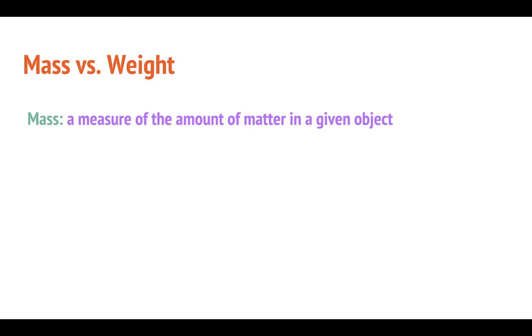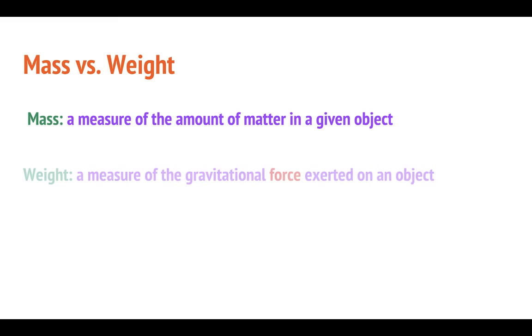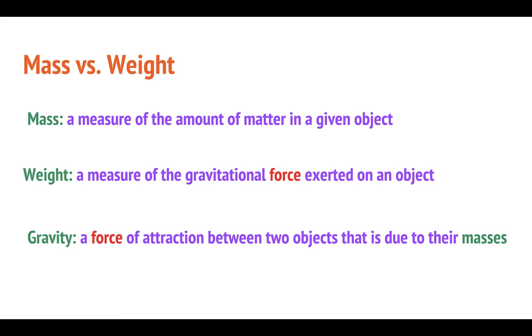But what is the difference between mass and weight? The mass that we've talked about is a measure of the amount of matter in a given object. This is measured in grams and kilograms. And then we have the weight. The weight is the measure of the gravitational force exerted on an object. So weight is measured for us in pounds and has to do with the gravitational force. Gravity is a force of attraction between two objects that is due to their masses.